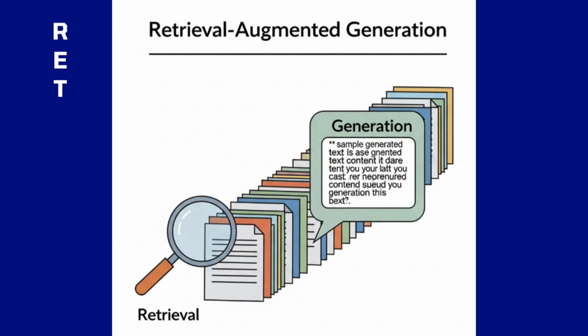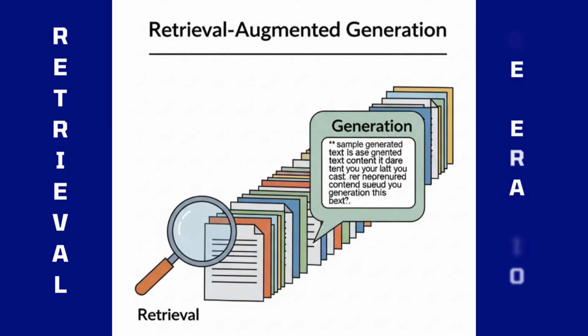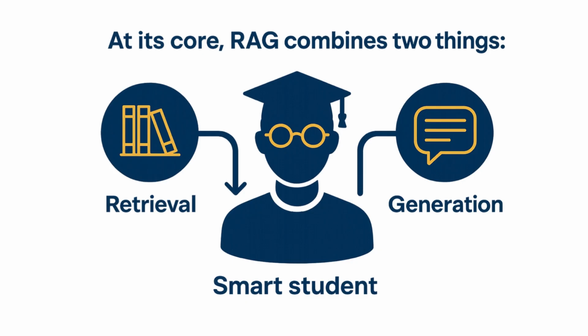What is RAG? At its core, RAG combines two things. Retrieval, finding relevant information from an external source. Generation, using that information to craft a high-quality response. Think of it like a smart student who can also search a library before answering your question. Instead of guessing when unsure, they find real information and then respond. That's the magic of RAG.